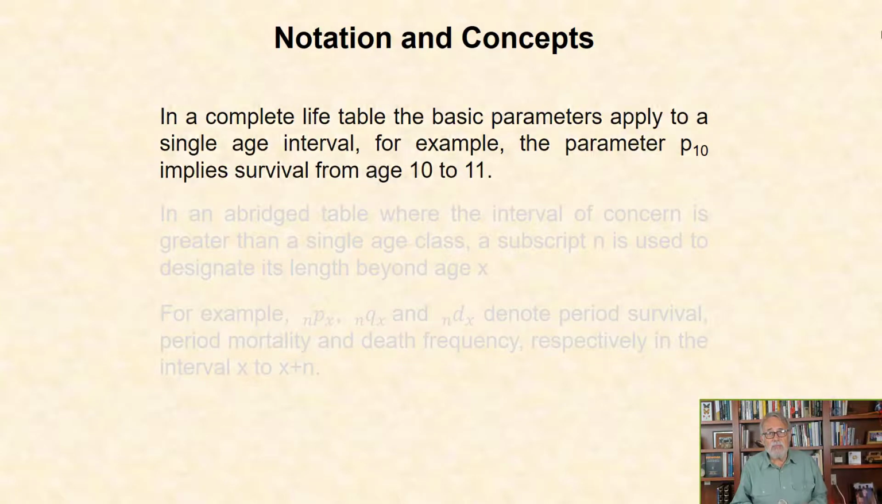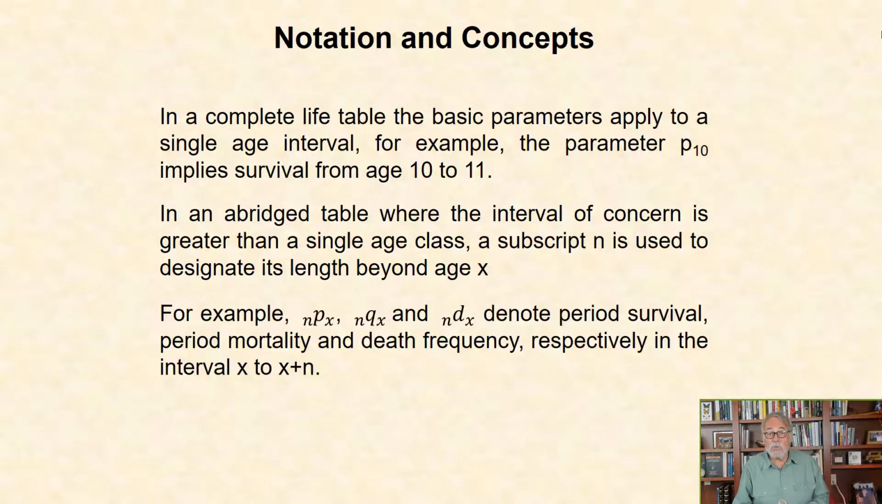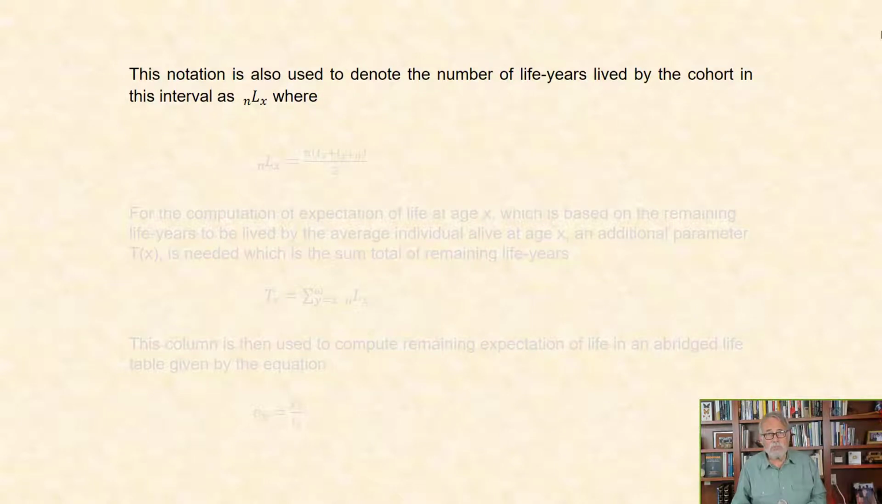Notation and concepts. In a complete life table, the basic parameters apply to a single age interval. For example, the parameter P10 implies survival from age 10 to 11. However, in an abridged table where the interval of concern is greater than a single age class, a subscript n is used to designate its length beyond age x. For example, npx, nqx, and ndx denote period survival, period mortality, and death frequency, respectively, in the interval x to x plus n. This notation is also used to denote the number of life years lived by the cohort in the interval as nLx, based on the formula shown here.